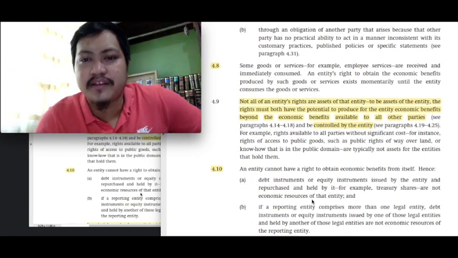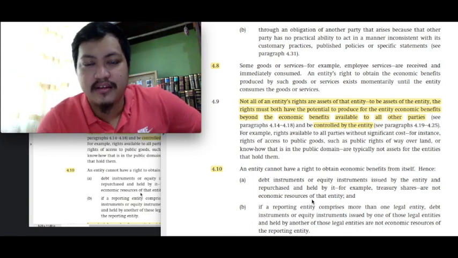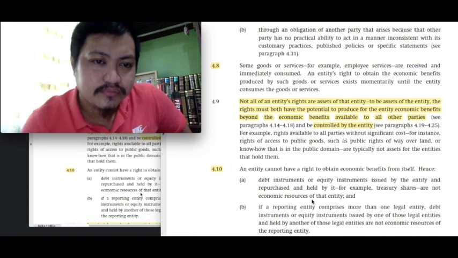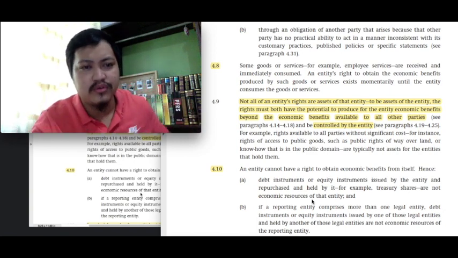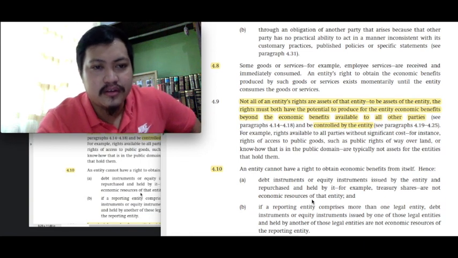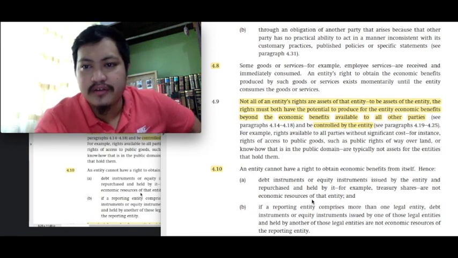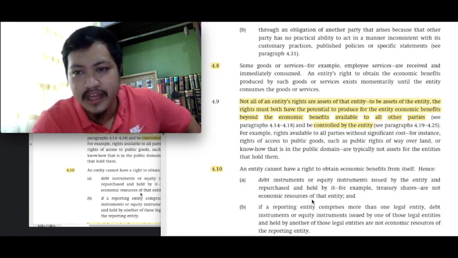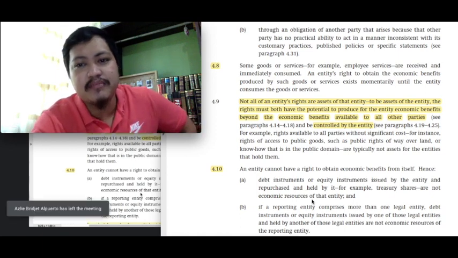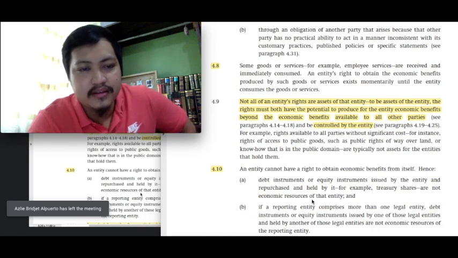Here, this would be a good source for a true or false question: not all of an entity's rights are assets of that entity. So again, not all rights will ripen into an asset. Again, we have to check the presence of all the other elements. The right must have the potential to produce economic benefits for the entity, and it must be controlled by the entity.